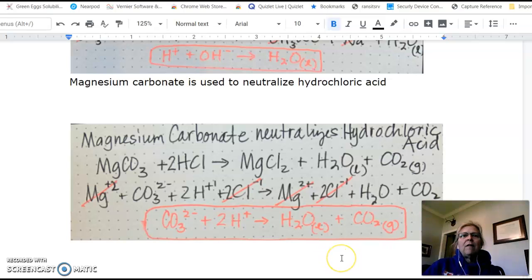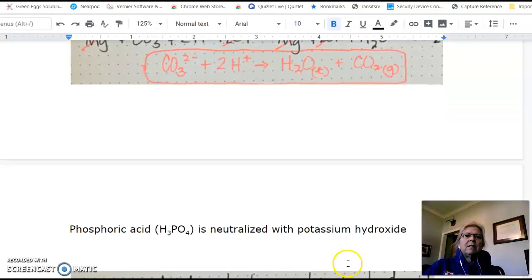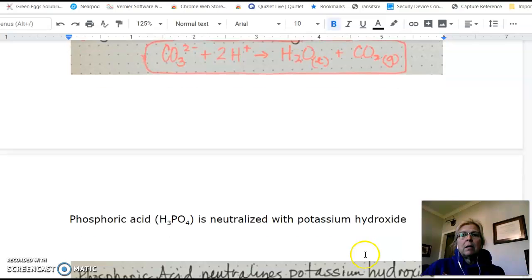Okay, you're going to try this again on the next example. The next example is when phosphoric acid is neutralized with potassium hydroxide. Go ahead and pause right here. Write down, you're probably going to be describing this in words, what the net ionic equation is for when phosphoric acid is neutralized with potassium hydroxide.